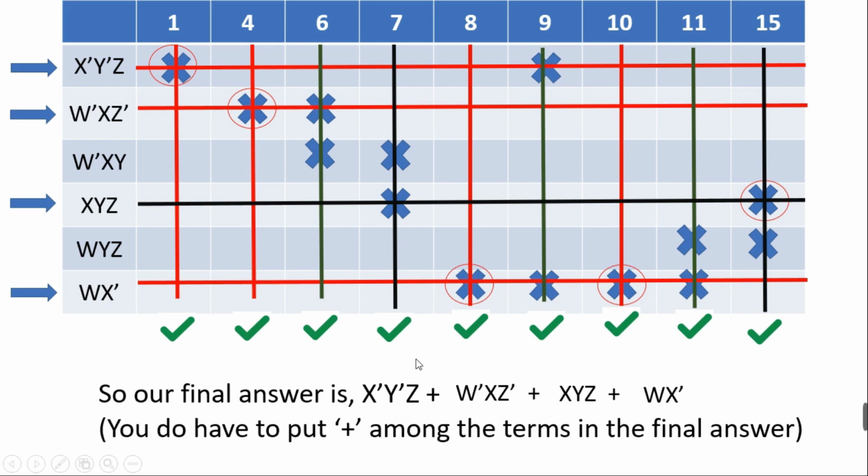So this is the final answer we are getting: x prime y prime z plus w prime x z prime plus xyz plus wx prime. So this is the end of our tabulation problem, and this is the final answer we are getting.